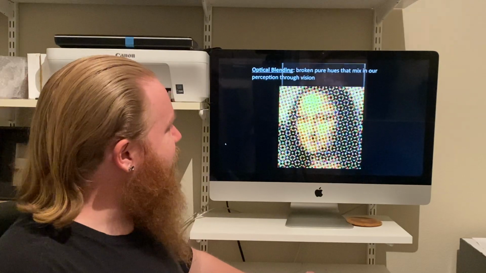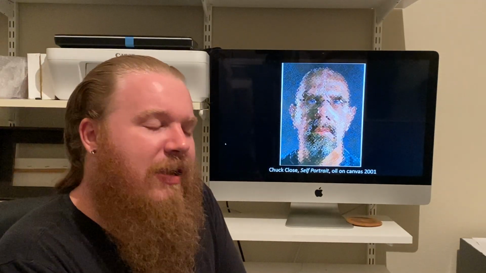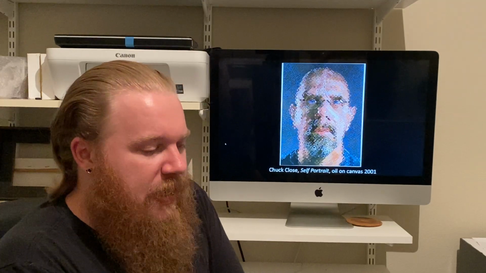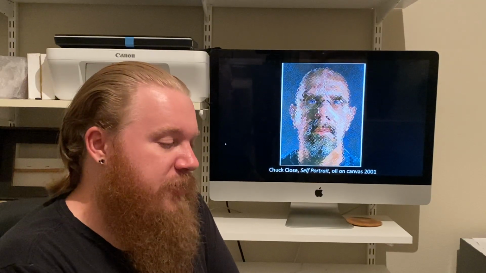But there are artists that deal with this idea of optical blending. This is one of my personal favorite artists, Chuck Close. And he's interesting because he began his career as a hyper-realist. He would do these large-scale paintings that looked like photographs and crazy kinds of things.